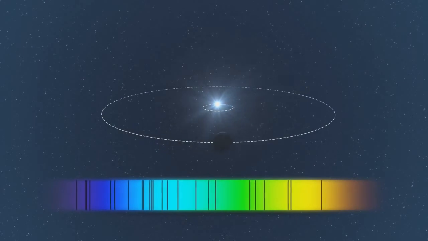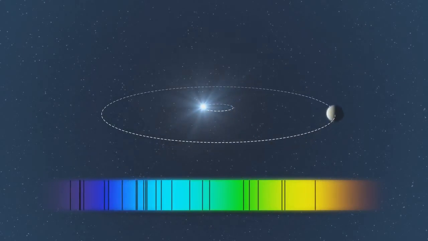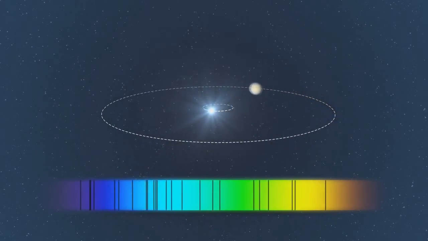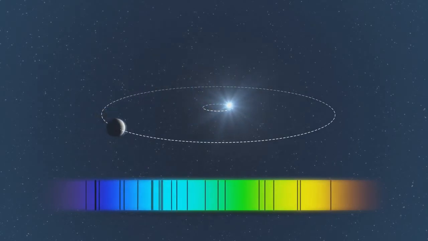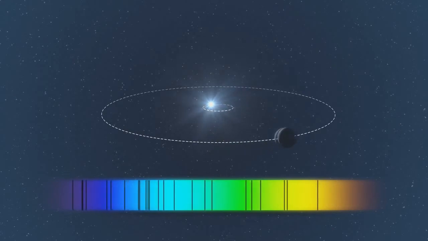Let's look at a short animation of how it works. Notice how the line wavelengths change as the star moves due to the Doppler effect. This method has produced hundreds of discoveries since the first one in 1995.